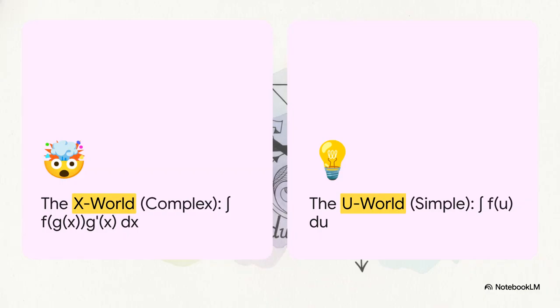And this right here shows that transformation perfectly. On the left, you've got the x world. And yeah, that integral looks pretty intimidating, right? You've got a function inside another function, it's multiplied by a derivative. But then, with the right substitution, it just collapses into that beautifully simple form you see on the right. That's the u world. It really shows you just how elegant this method can be.